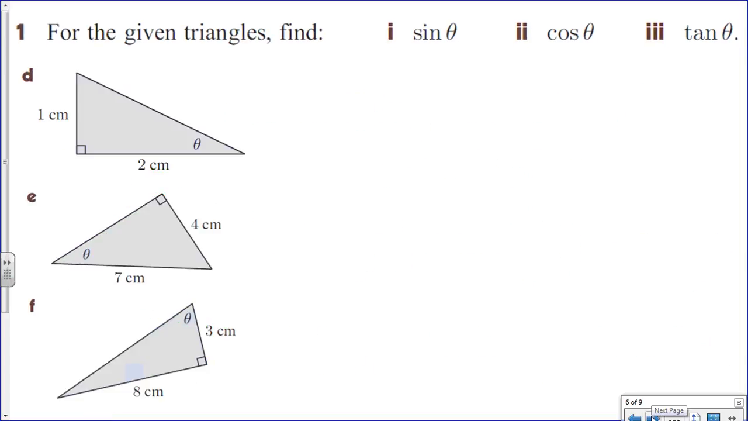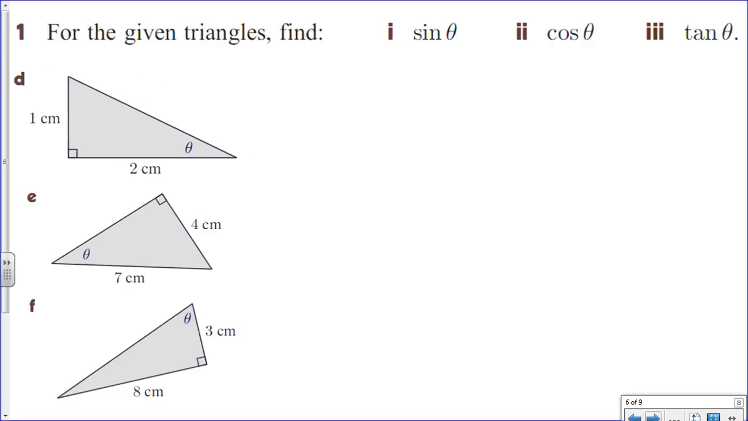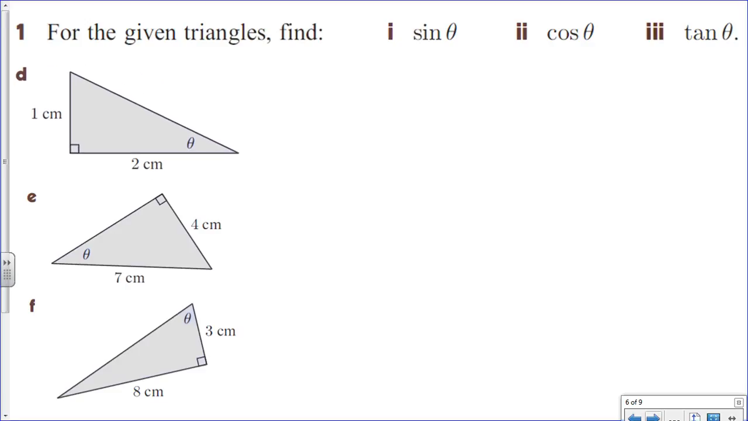Next question. Again, these ones don't have the required information on them, so we need to work out the last bit. So this one here is going to be the square root of 1 squared plus 2 squared. So 2 squared is 4, so that's going to be square root 5. And we're going to leave it as square root 5 centimetres at this point in time. So that's going to be the easiest way to do it.